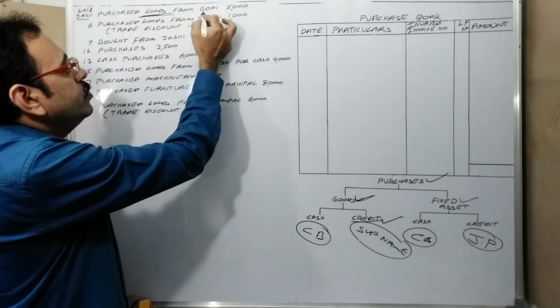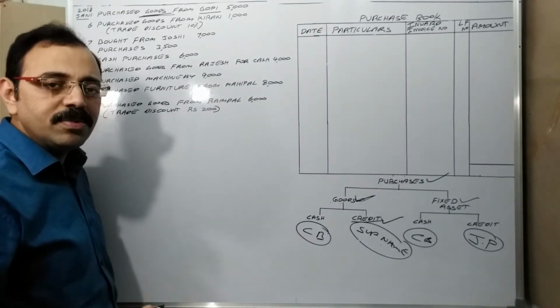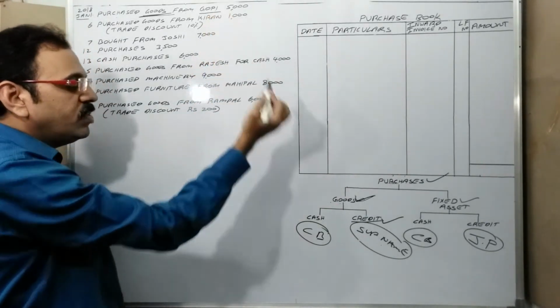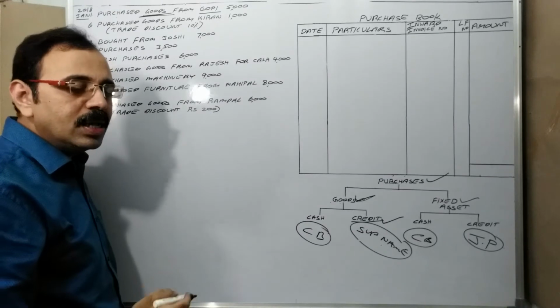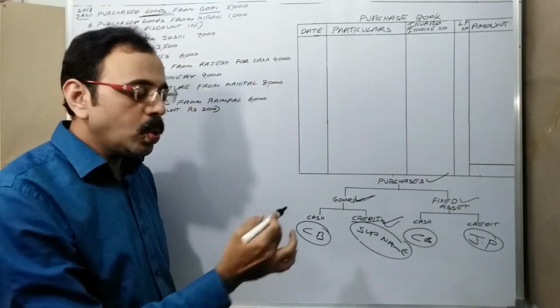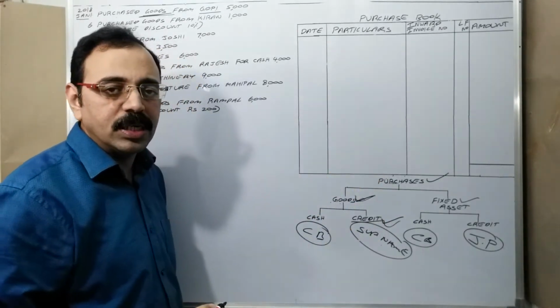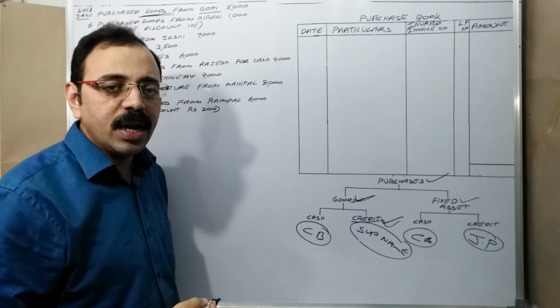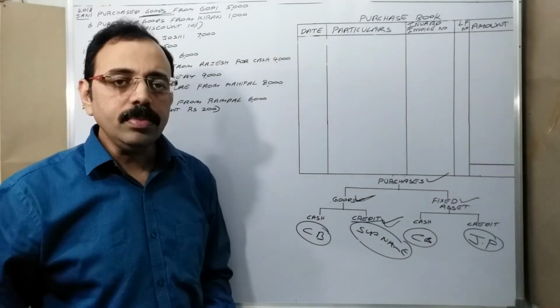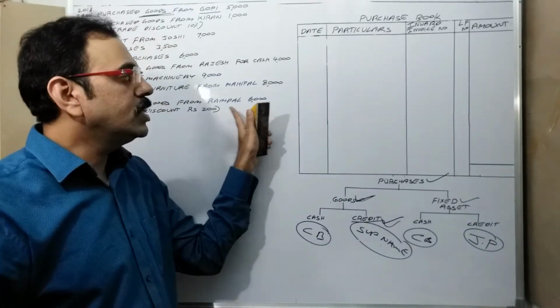Purchased goods from Gopi. Who is this Gopi? Supplier. The supplier's name is given in the question. Means this is credit purchases. Goods are purchased on credit basis. Means we should take that transaction here. Right. Now, how to record these transactions in the purchase book?